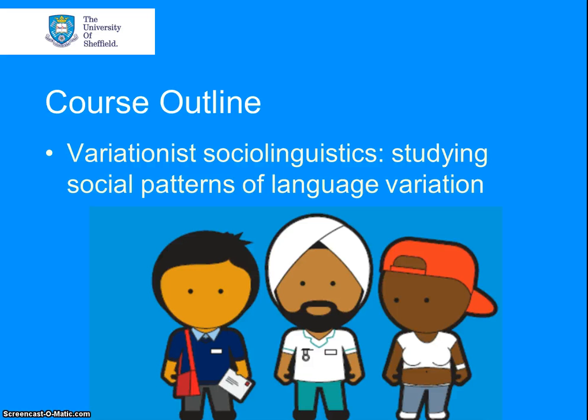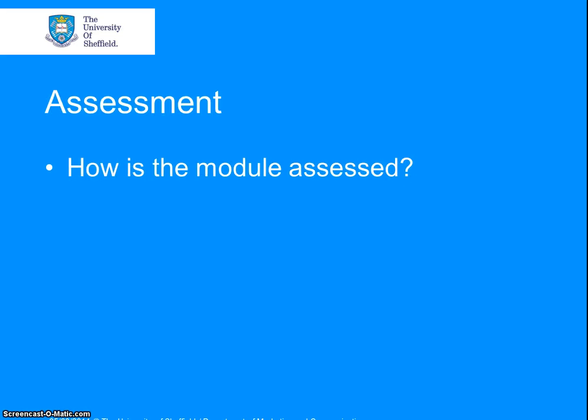It's also important to note that this module focuses on methods. That is to say, we consider how sociolinguists have discovered the patterns that they observe in their data sets. So the aim here is really to equip you with the skills you might need to undertake your own sociolinguistic research if you would want to do this later in your degree programme. And the module assessments are very much geared to testing your ability to undertake sociolinguistic research.